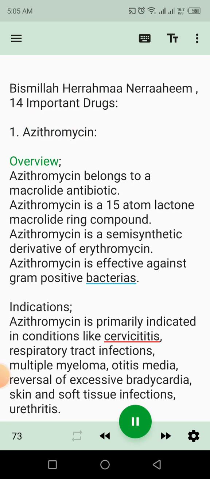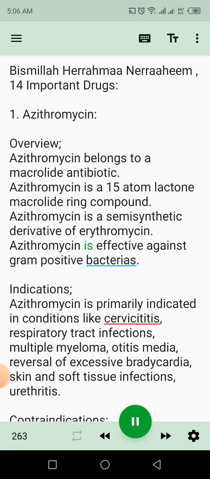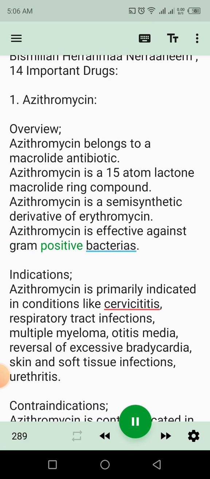Azithromycin. Overview. Azithromycin belongs to the macrolide antibiotics. Azithromycin is a 15-atom lactone macrolide ring compound. Azithromycin is a semi-synthetic derivative of erythromycin. Azithromycin is effective against gram-positive bacteria.